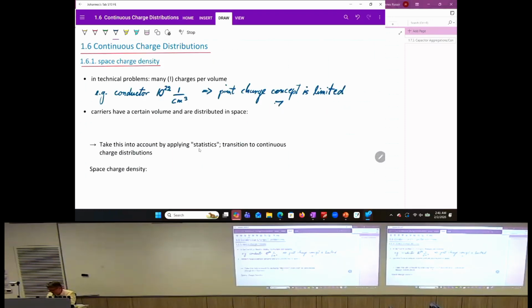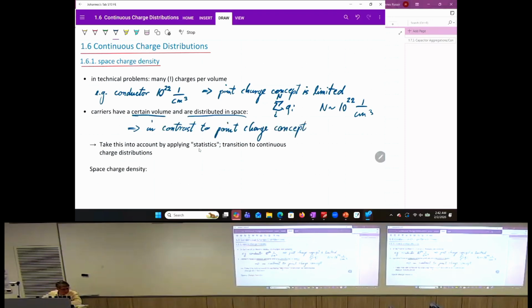We would have to add up all the point charges from i equals 1 to n, and our n is on the order of 10 to the 22 per cubic centimeter. So we have carriers, and they always have a certain volume, and they're also distributed in space. And this is a bit in contrast to our point charge concept.